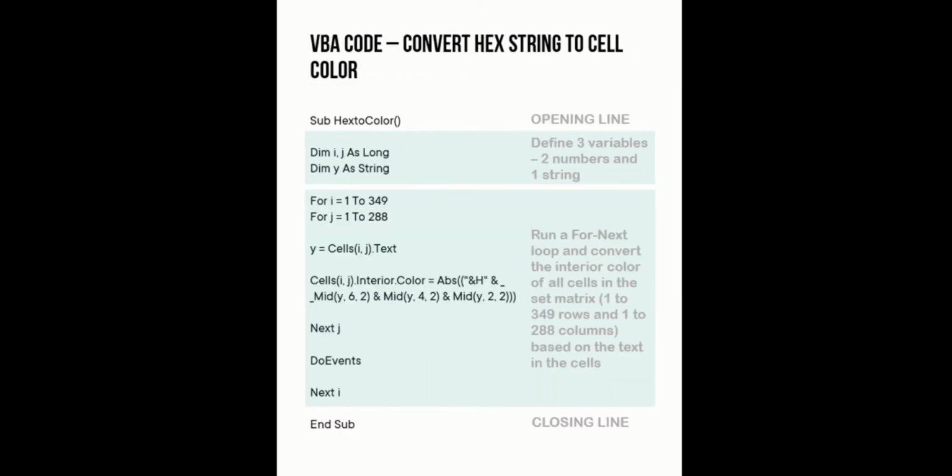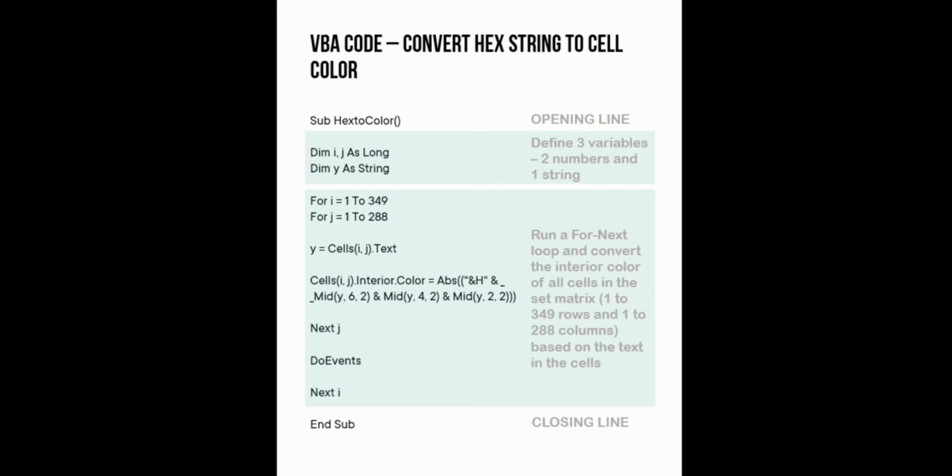The VBA code essentially sets up three variables, two numbers and one string. The two numbers are going to store the number of rows and the number of columns, which is going to essentially tell Excel the range of the picture that you want to do the conversion on. So if the CSV file ended up with 168 columns and 160 rows, it's telling Excel that you're going to run this conversion of the hex string to the cell color for all 168 columns and all 160 rows.